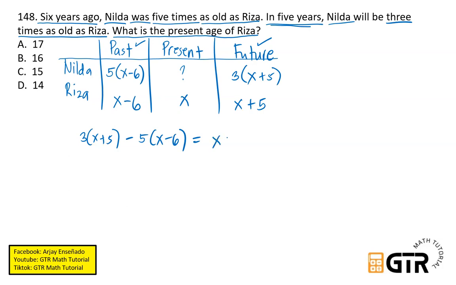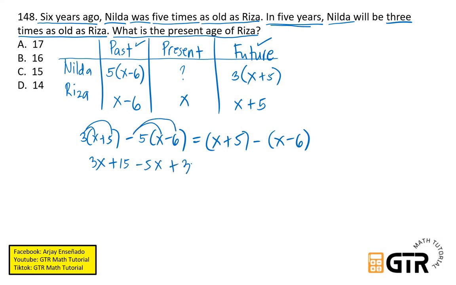So we have x plus 5. Ito yun, future, x plus 5, and then subtract natin. Lagyan natin ng parenthesis para lang malinaw, x plus 5 minus x minus 6. Okay, and then just solve na lang natin to. So distribute lang natin si 3. So we have 3x, 3 times positive 5, we have positive 15. Distribute negative 5 times x. So we have negative 5x. Negative 5 times negative 6, we have positive 30.